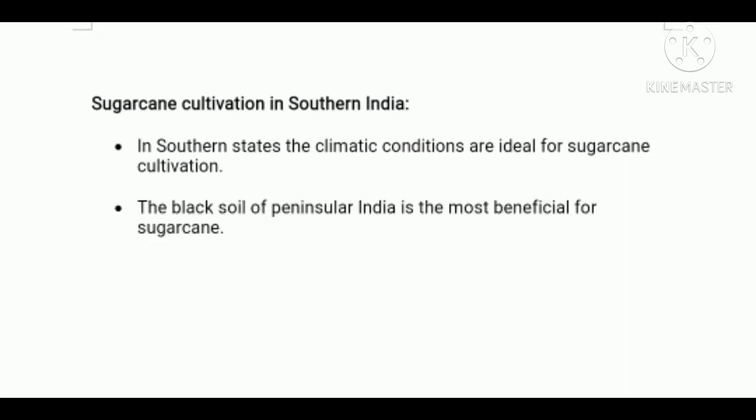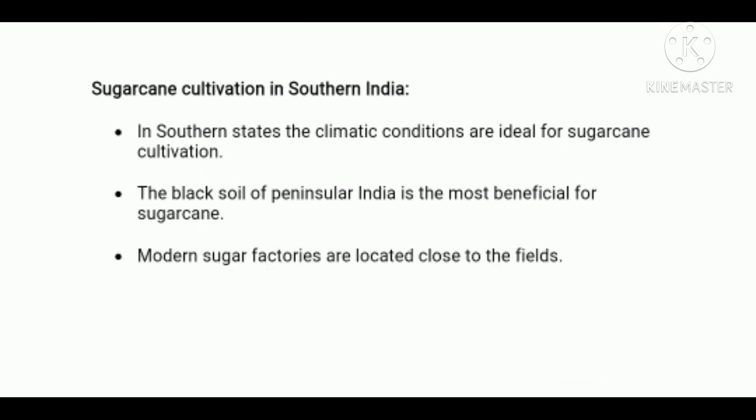The black soil of peninsular India is the most beneficial for sugarcane as it is water retentive and very fertile soil. Also, the modern sugar factories are located close to the field so that there is no delay in crushing the cane and there is no loss of sucrose.